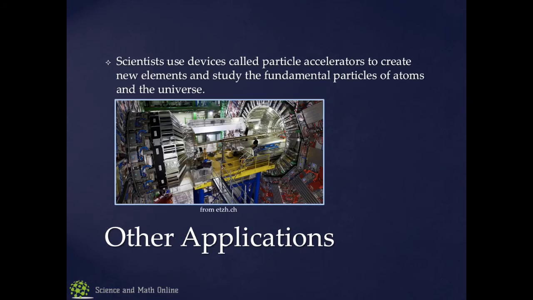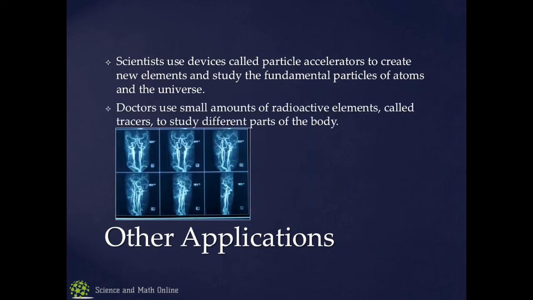So like I said, we've used particle accelerators to make new elements, study fundamental particles of the universe, and then we use small amounts of radioactive isotopes as what we call tracers to study different parts of the body. You can take a barium milkshake to study your intestines. They can give you a shot of radioactive iodine to study your thyroid and that kind of thing.